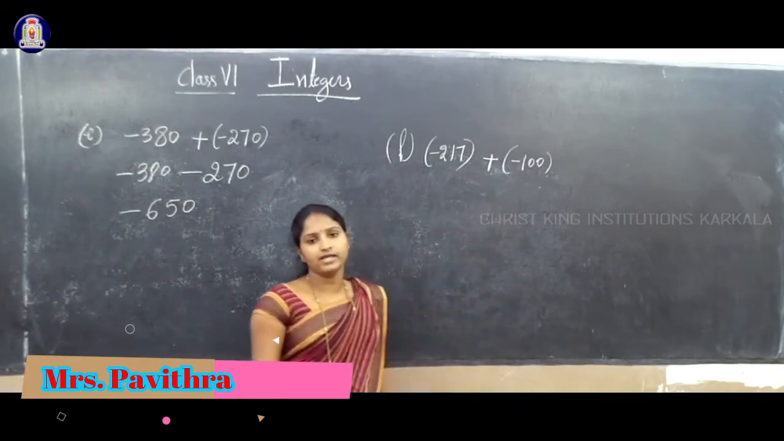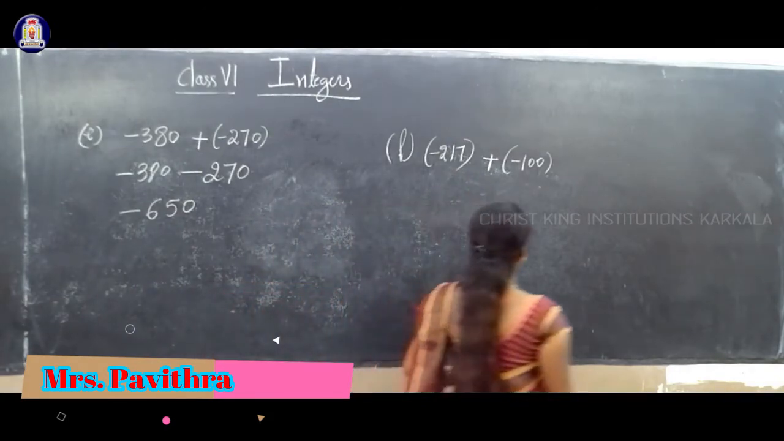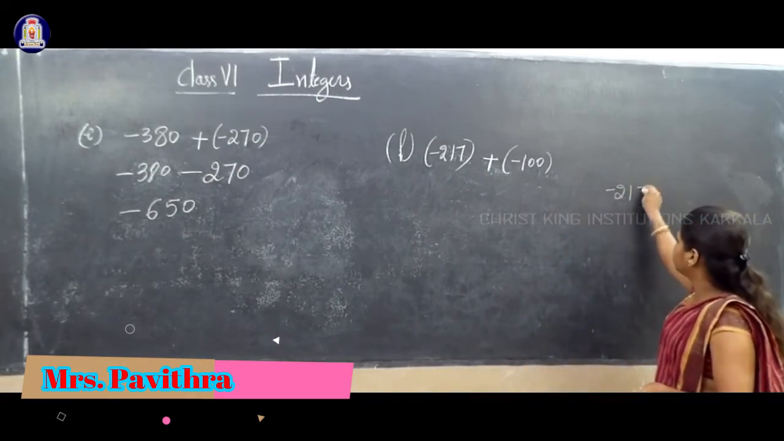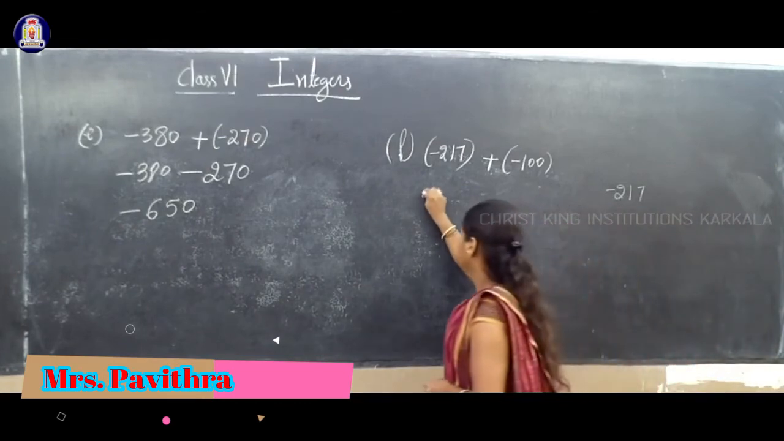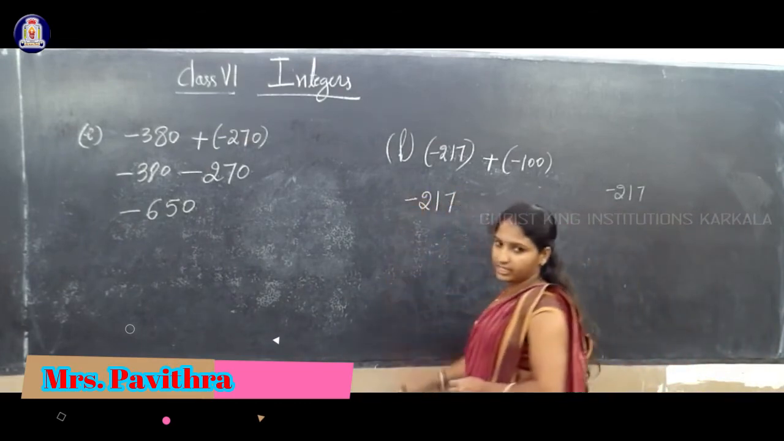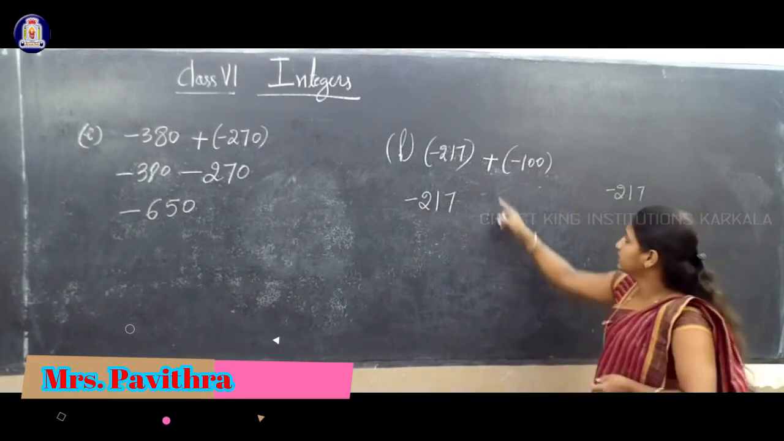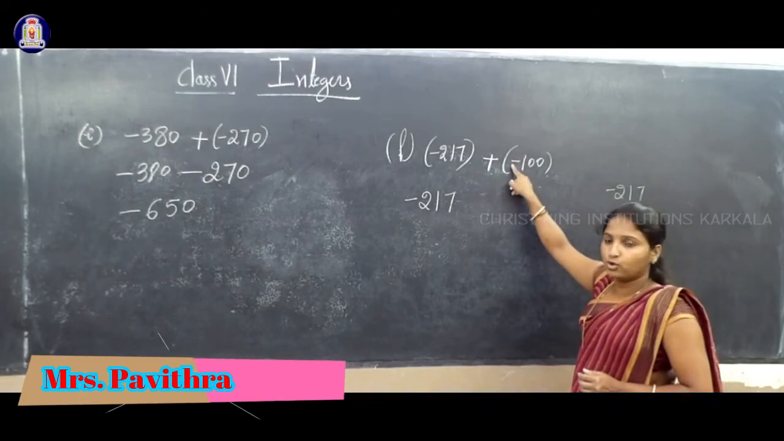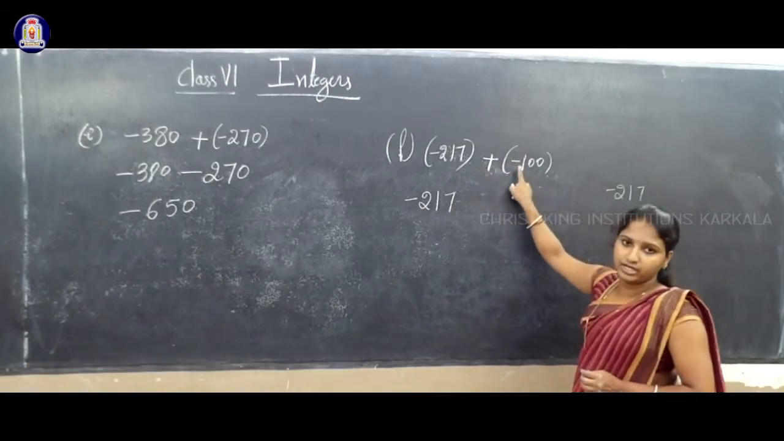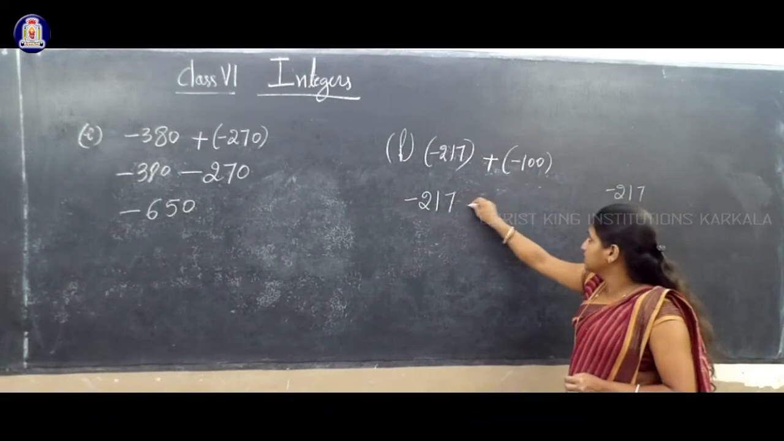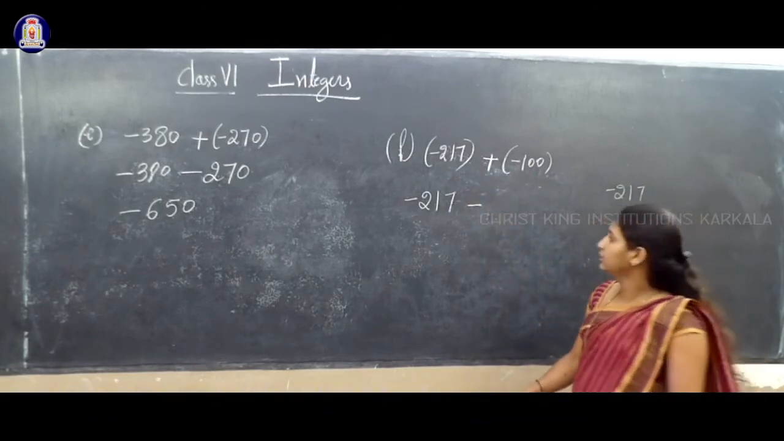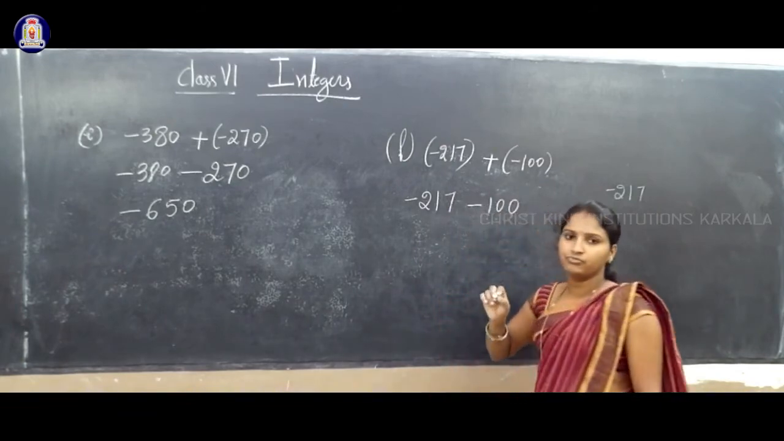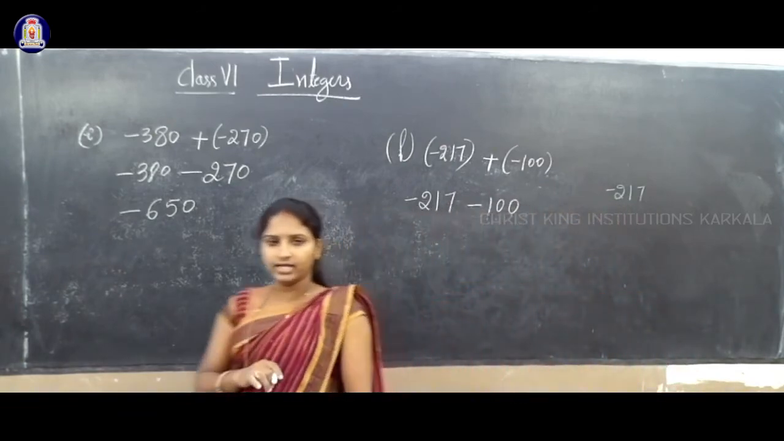217 plus minus 100. So that means 217. First remove the bracket, then add. Okay? Minus 217, right? Next, the sign is plus. Here the sign is minus. So plus into minus, multiply plus into minus, that is a minus. Clear? Minus 217 minus 100.